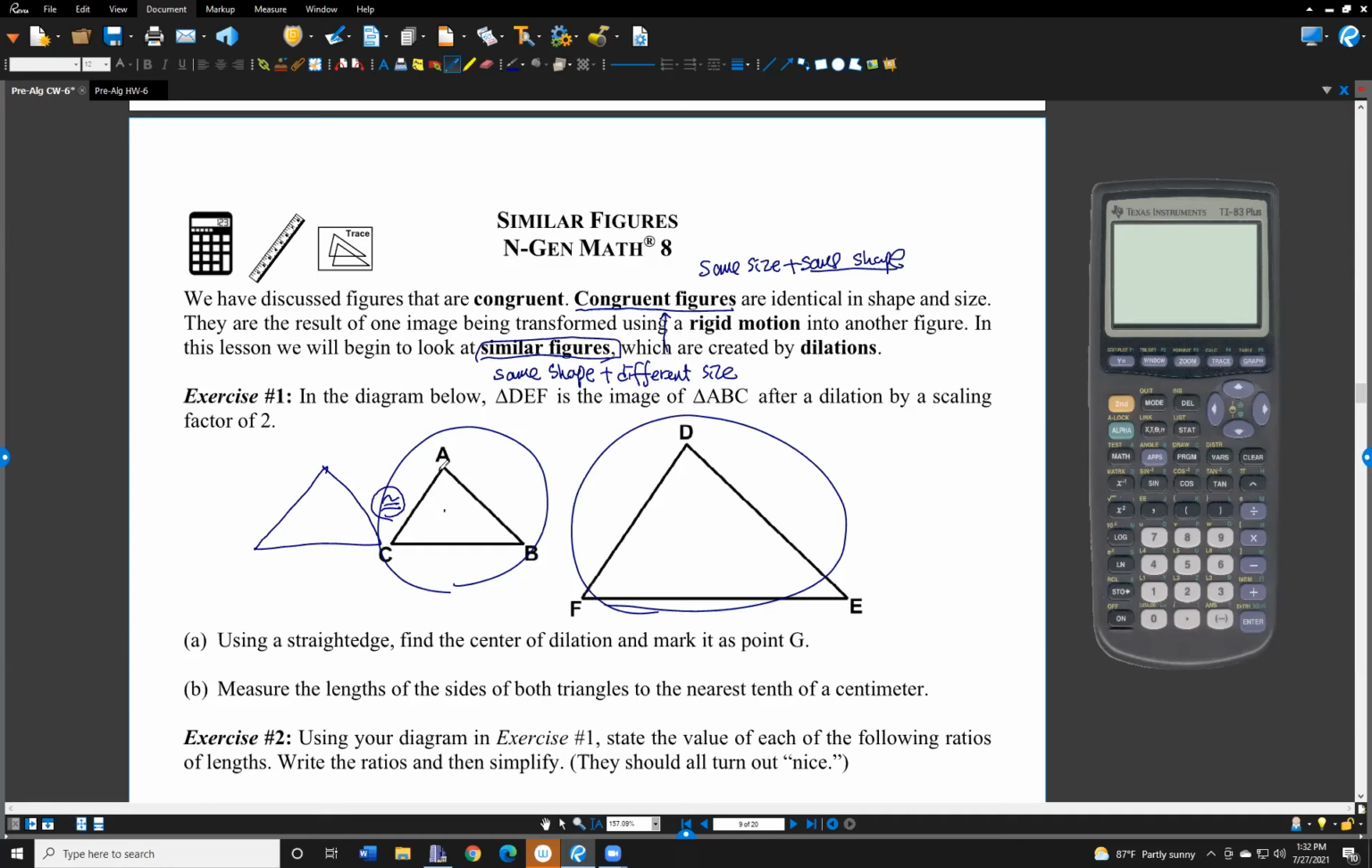Can you see that over here? Same thing. This length equals this one. This length equals this one. This length equals this one. This is the same shape, same size. This is what we call congruent.